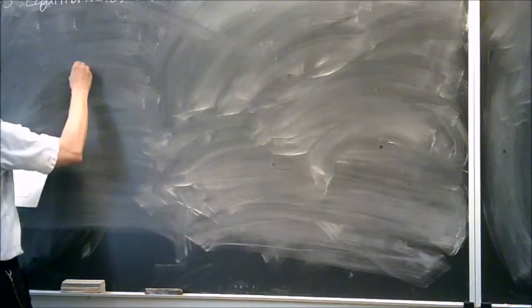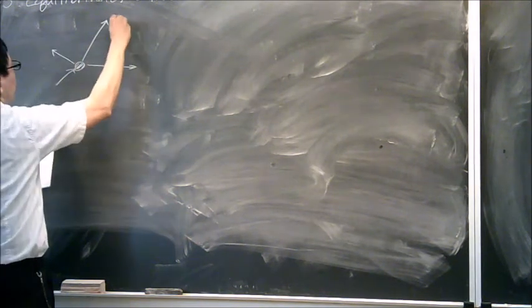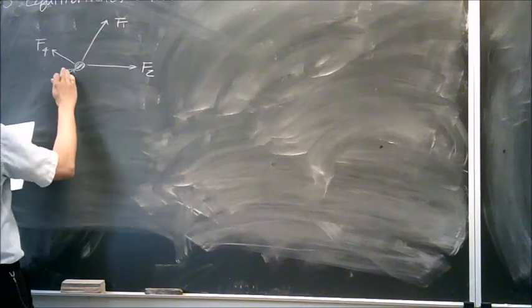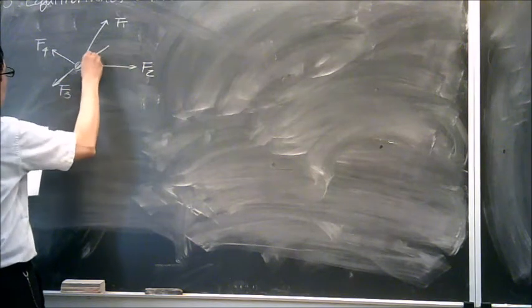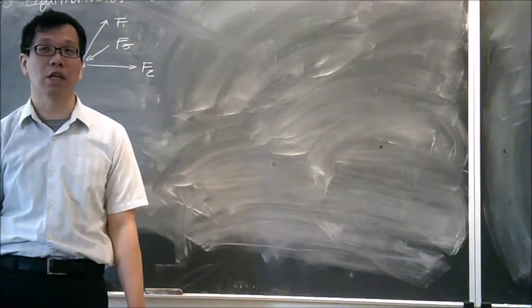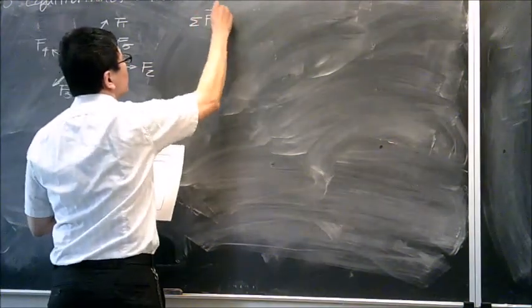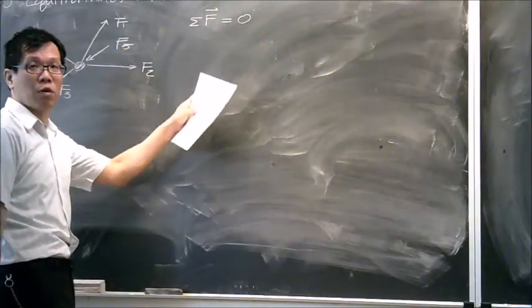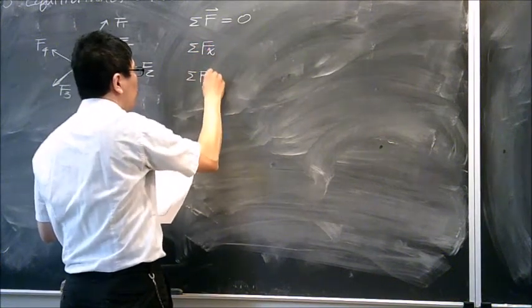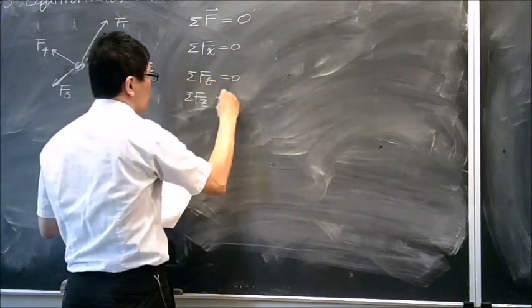If you have an object with forces F1, F2, F3, F4, and F5, and again, in this class, we're talking about things that never move, the sum of the forces equals 0, which means I need to decouple this force into 3 directions, x, y, and z, and all of them equal 0.